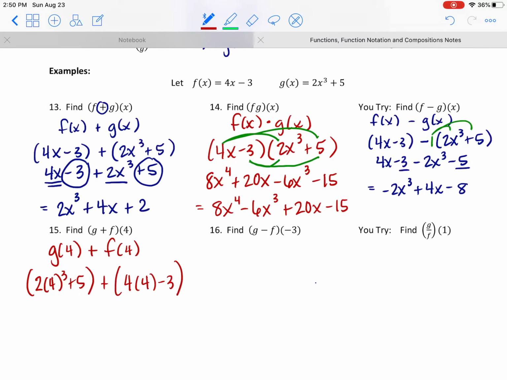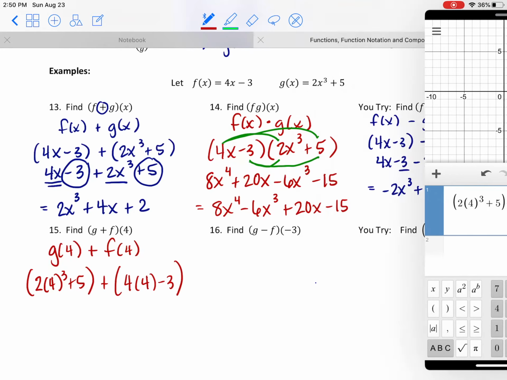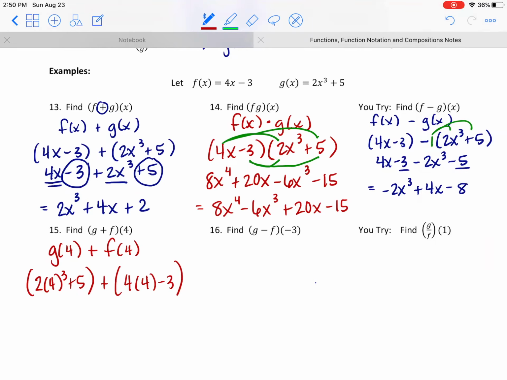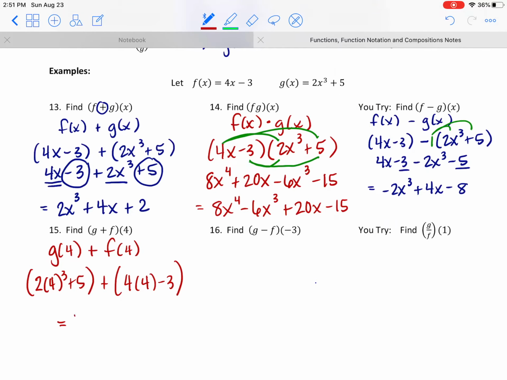And if you wanted to just put all this into the calculator, I guess I'll show you, you could. So I'm going to put a parenthesis and then 2 parenthesis 4 cubed, and then add 5, close that first one off, plus parentheses 4, and then another parenthesis, oops, too many, 4, and then minus 3, and there it is. So if you wanted to plug the whole thing directly into the calculator, it would be happy to perform all the work for you. If not, totally okay to do it by hand, but we already got the answer, so I'm going to go here with 146.